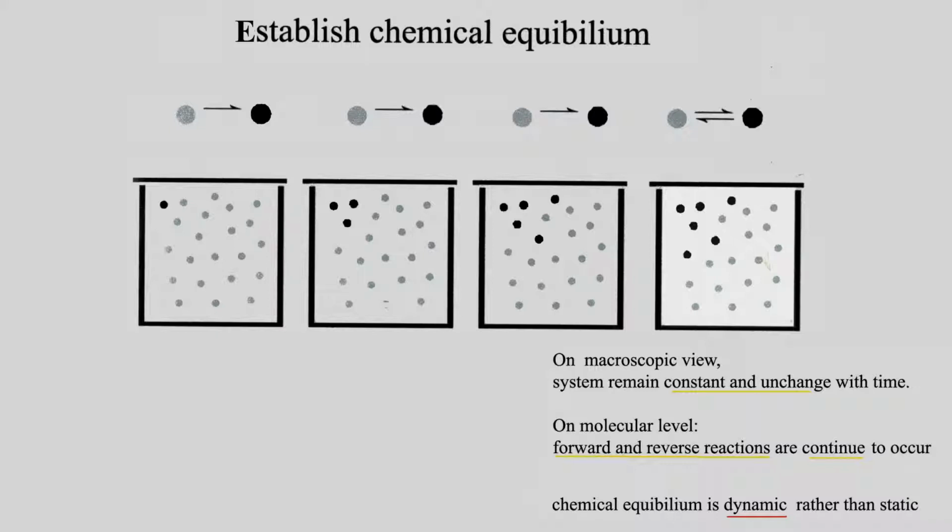But the forward reaction and the reverse reaction are happening continually and at the same rate. So you don't see the change. So in chemical equilibrium, it's dynamic rather than static. They continue reacting, forward reaction and reverse reaction happening, but at the same rate.